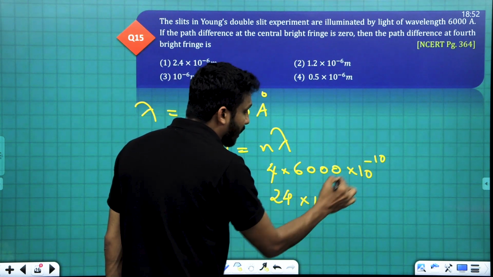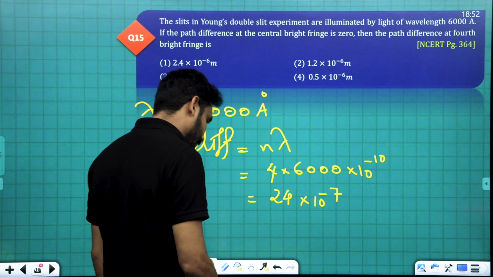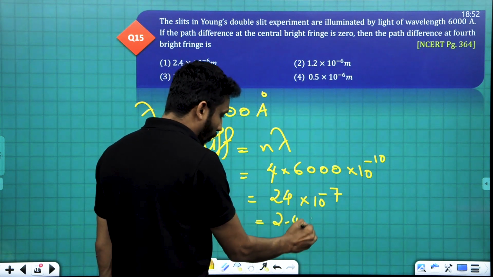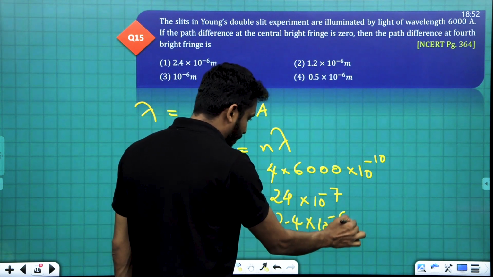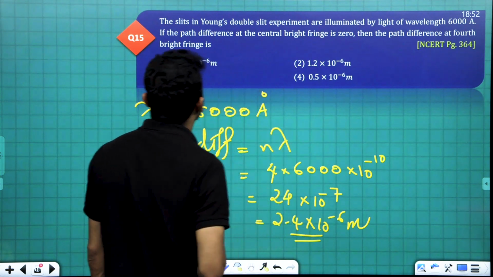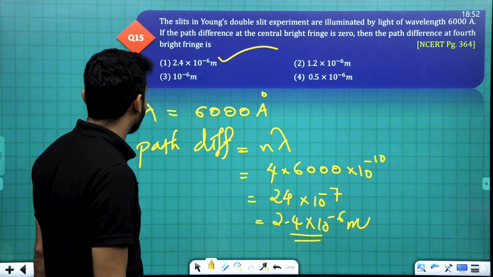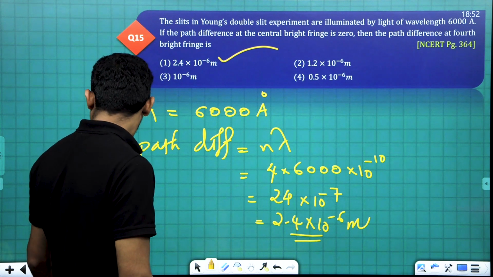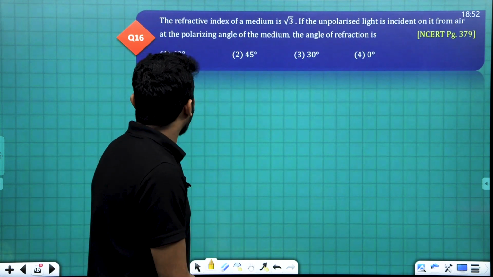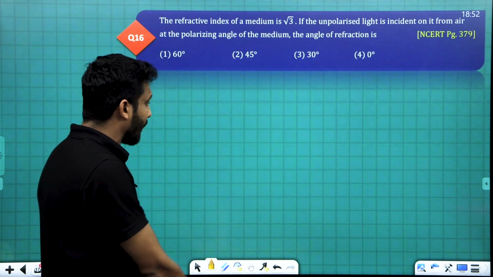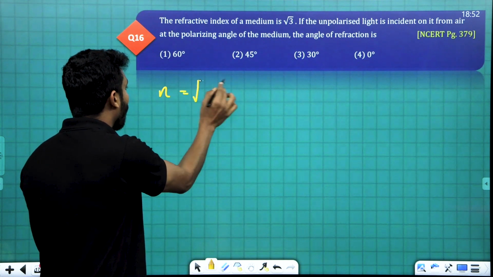Then remaining is 10 power minus 7. Then this is 2.4 into 10 power minus 6 meter in SI unit. 2.4 into 10 power minus 6 is the option A. Very direct.